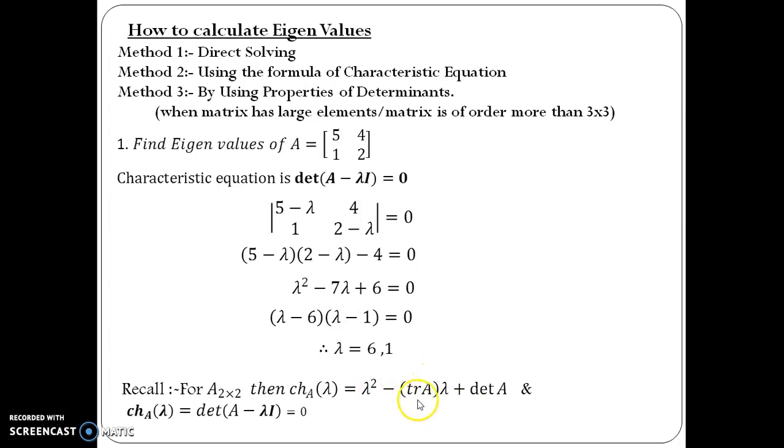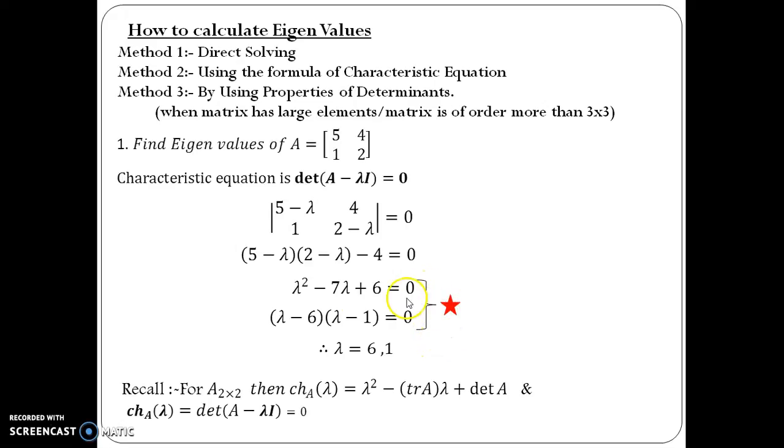Trace of A, this is the formula. To find trace of A, you just have to add the diagonal values, 5 plus 2 which is 7. So substitute trace of A as 7. Determinant of this 2 cross 2 matrix is 5 into 2 is 10, 10 minus 4 is 6. So this is the determinant, 6. So this is your characteristic equation. And when we simplify this characteristic equation further, you will obviously obtain the same factors again, and finally your answer will be lambda equals 6 and 1. So the same procedure happens, but instead of writing this determinant and everything, you can immediately write the characteristic equation, but the same steps remain for the formula method also.